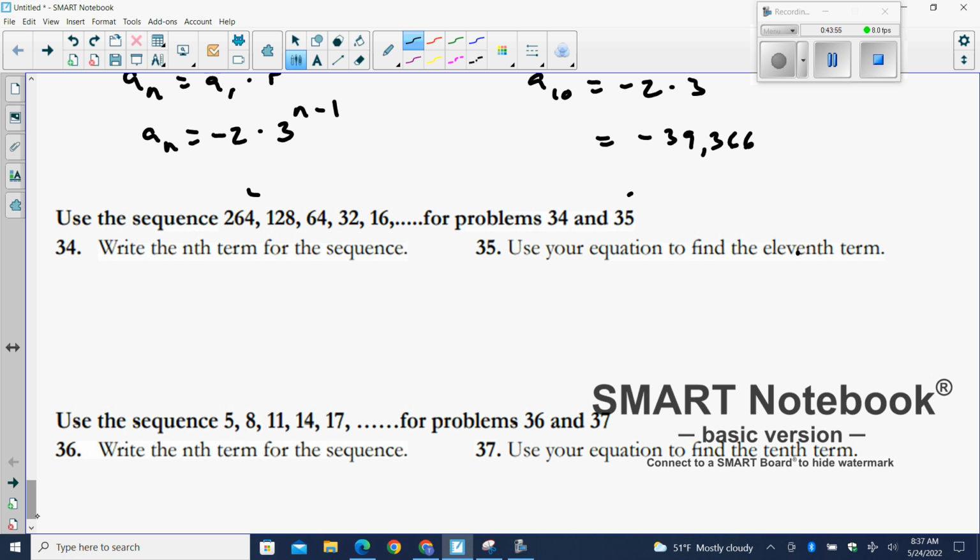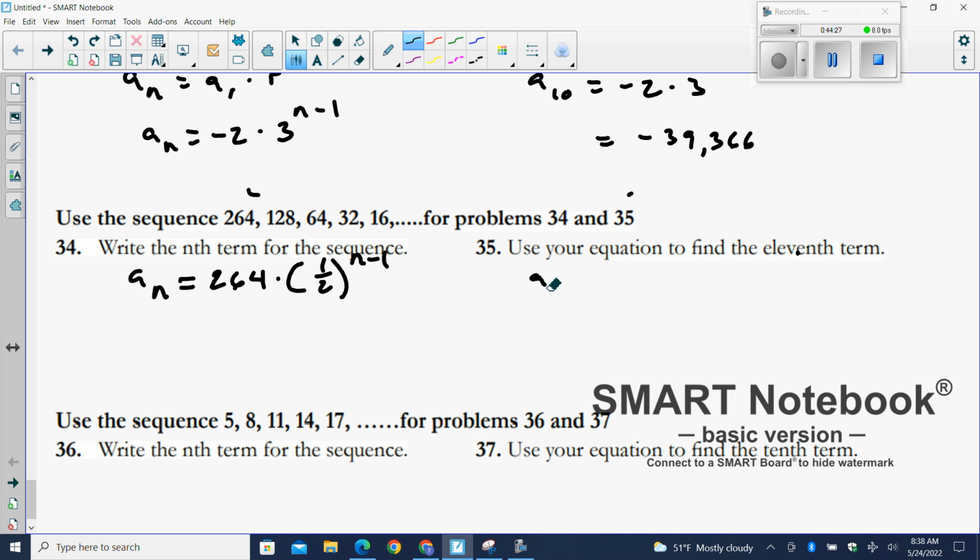Hit pause if you can and try the problem. Looks like to me we're dividing by 2 every time. If you're not sure, just take the first term and divide it by the second term, and you should get 2. Or you can take the 128 divided by 264, and you should get 0.5 every time. So my pattern is a sub n equals a sub 1 times r, and r is 1/2 raised to the n minus 1.